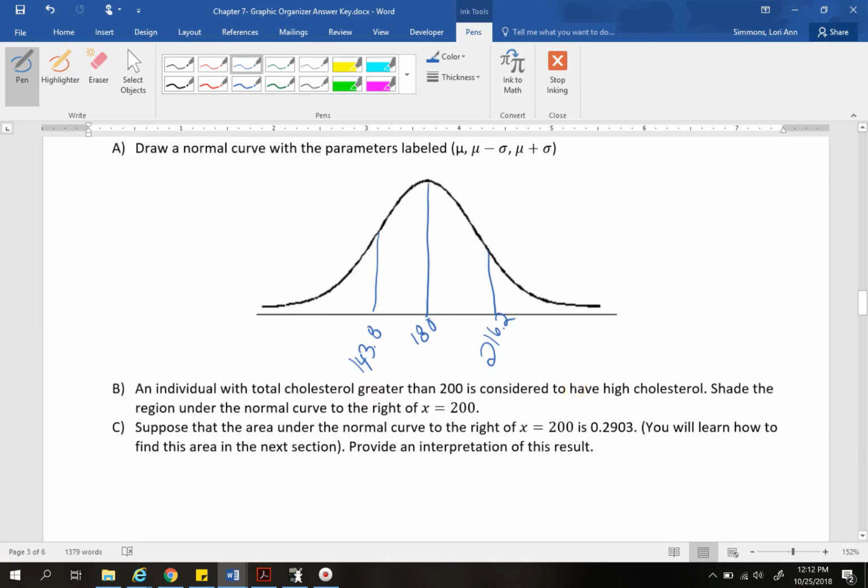an individual with total cholesterol greater than 200 is considered to have high cholesterol. Shade the region under the normal curve to the right of x equaling 200. So these are x values, correct? X is equal to 200 is where we need to plot. So where does 200 lie in here? Somewhere in between 180 and 216. And then to the right, so shade to the right.